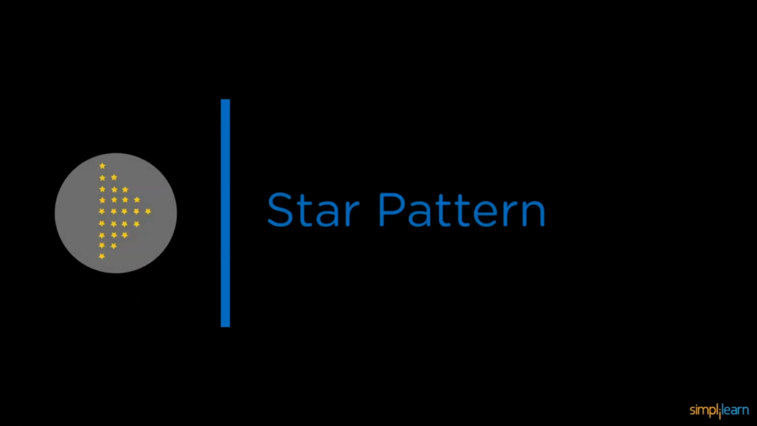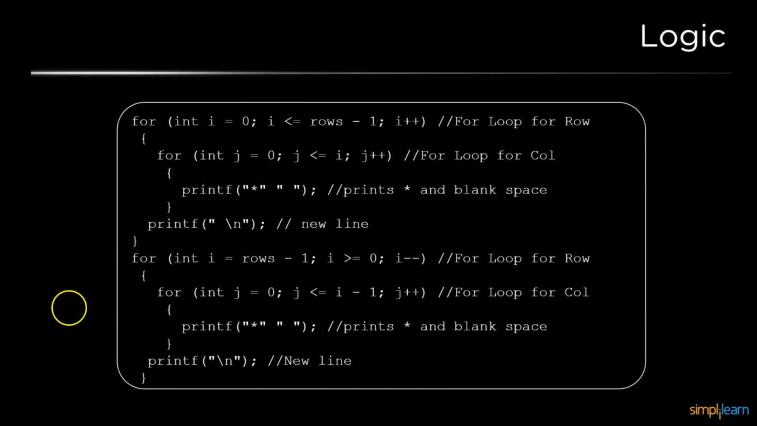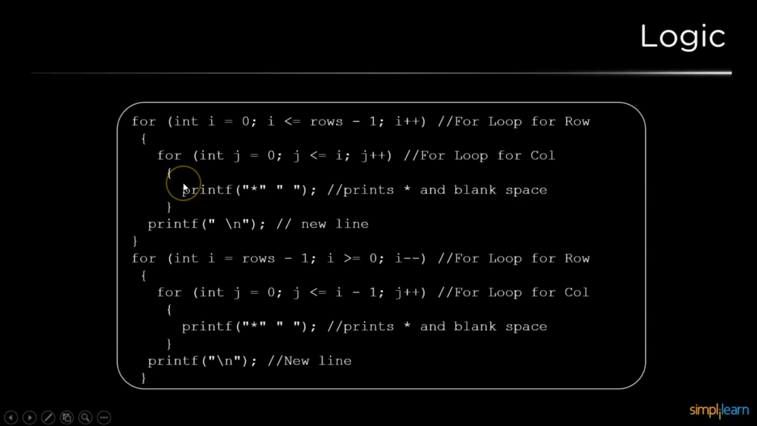Next pattern is arrow shaped pattern. As you can see, we are trying to combine our previous two patterns into one. That is right angle triangle and inverted right angle triangle. Let's have a look at the code. So here, half of the code is for the first half of the pattern and the second half is for the second half of the pattern. The only difference in the code is that we have row minus 1.